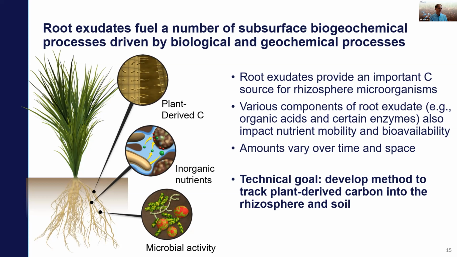in a soil system. So root exudates can provide an important carbon source for different microorganisms, and there's a lot of different compounds that can go into these root exudates. Maybe some of the root exudates aren't even intended for microbes, but they're meant to do a biogeochemical function on their own. But we also know that the time and location of these root exudates can really vary over growth cycle, seasonal cycle, growth stage, things like that. So our goal here is to develop a method to track plant-derived carbon into the rhizosphere and into soil, and both track it and potentially also quantify it.